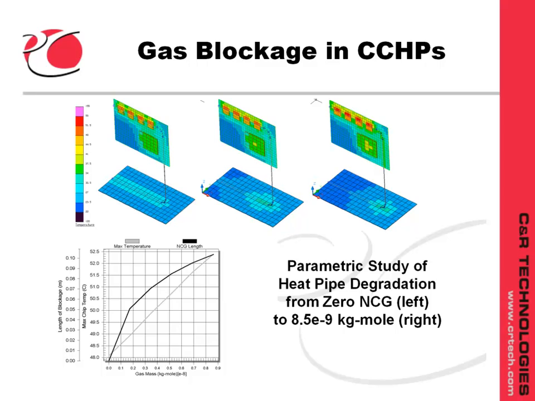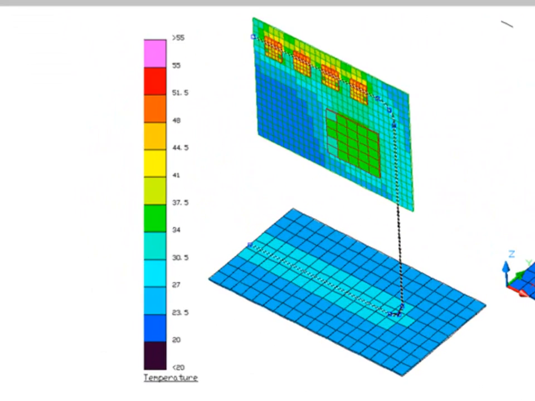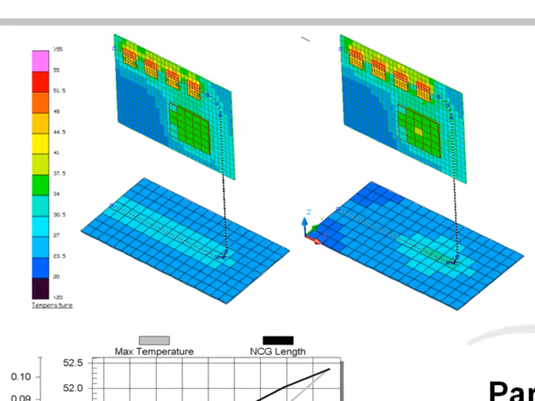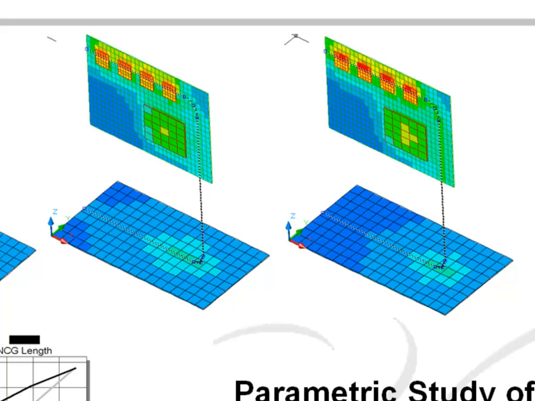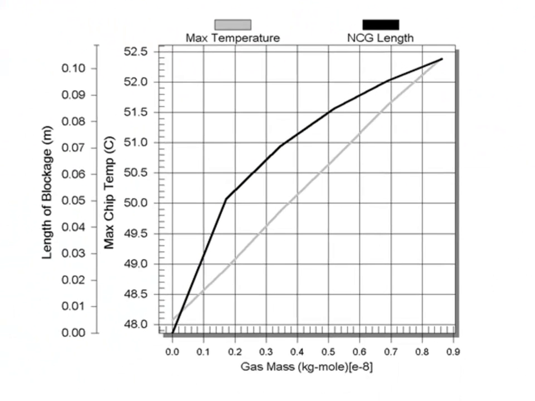Let's take a look at what happens when gas is added to a constant conductance heat pipe. The figure at the left shows an unblocked pipe with no gas. As gas is added, more and more of the condenser is blocked, and the temperature of the evaporator rises to compensate. In other words, the resistance of the heat pipe is increased. This temperature and the length of the block section are shown in the plot at the left.